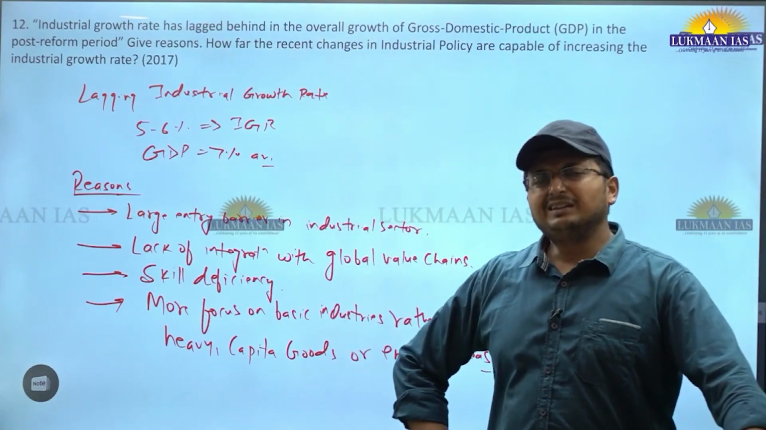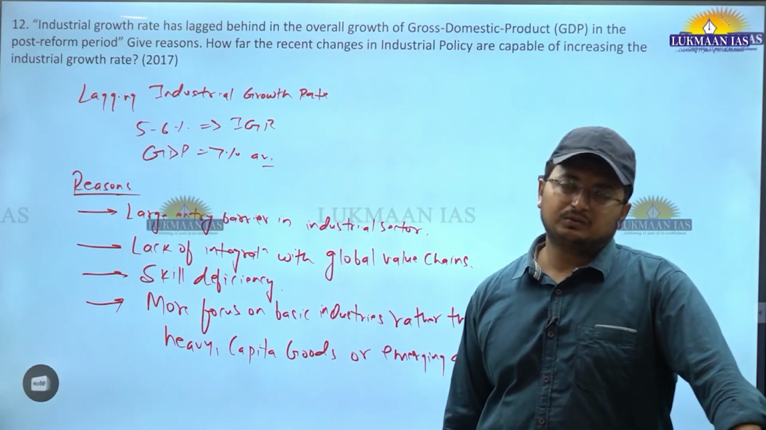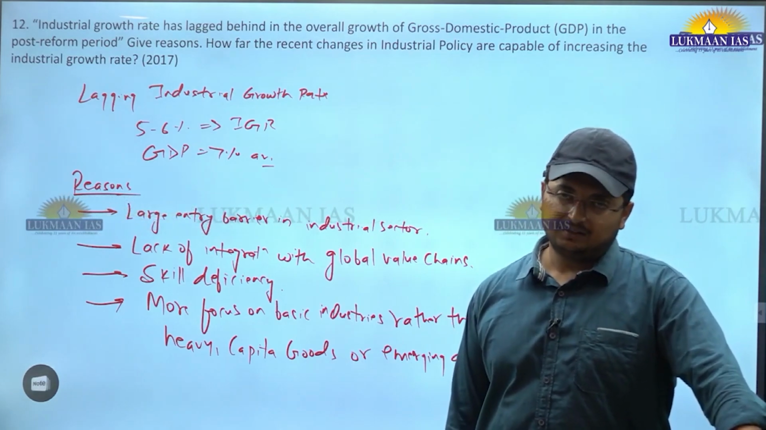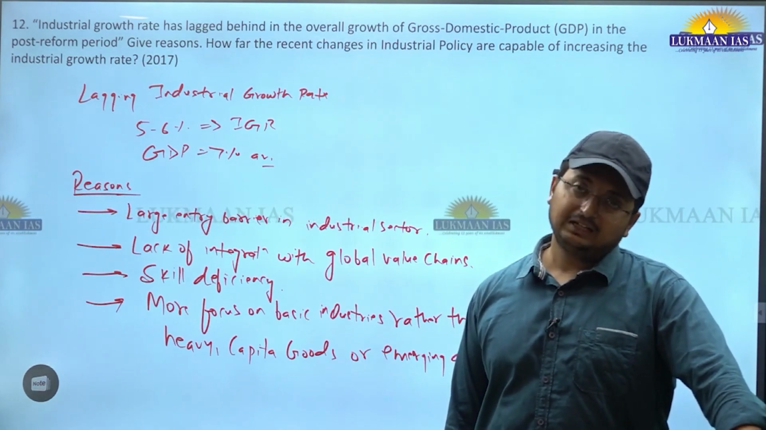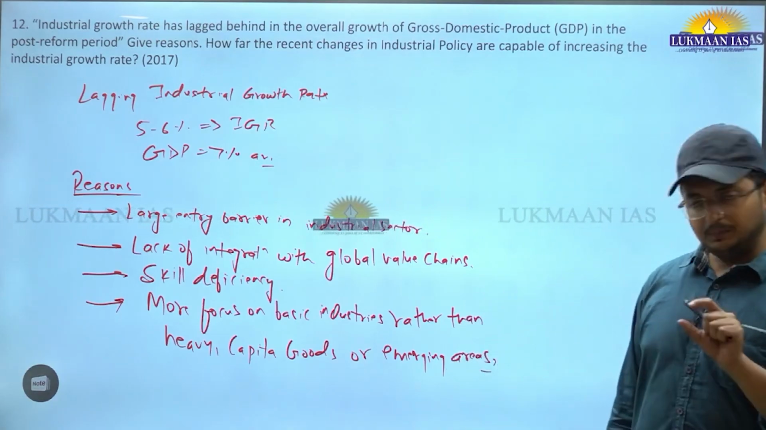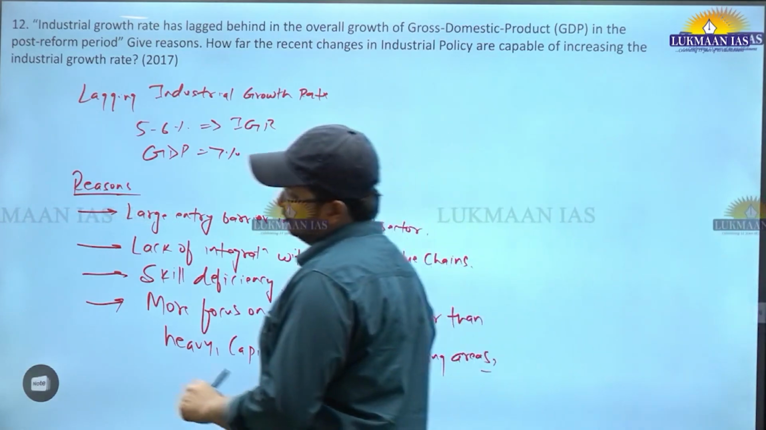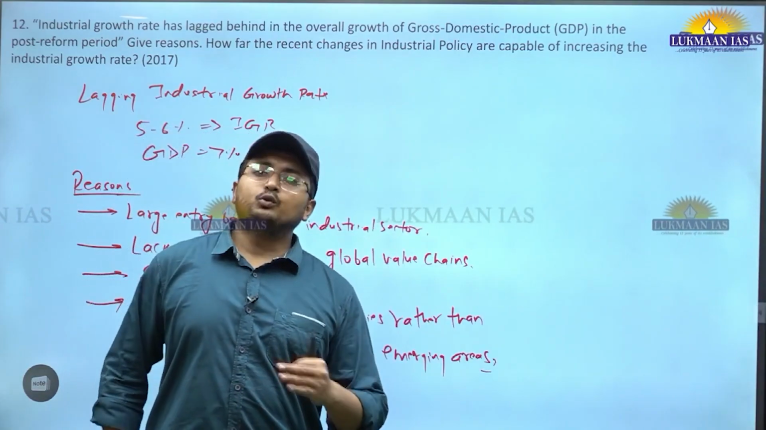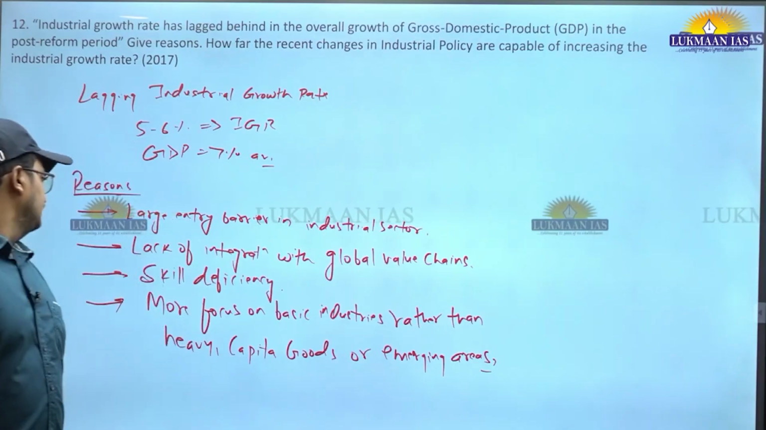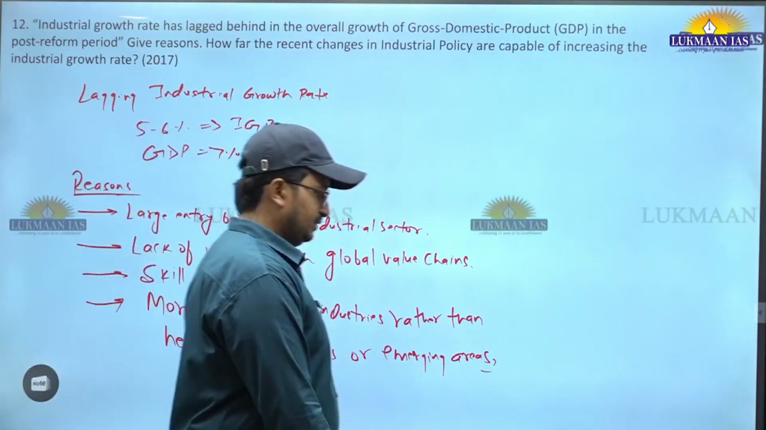So these cutting edge technologies, the things which are more needed in the manufacturing sector or the industrial sector, India has never been integrated with these global value chains, so that some of these parts should be produced in India. That is why India has been largely an importer of high end manufactured products or industrial products. Then skill deficiency.